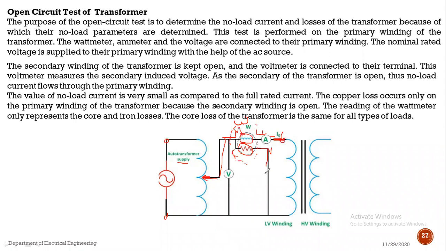Now the V terminal is connected to the negative side. That means the second terminal of the primary winding is connected, and it is connected directly to the negative of the auto transformer. Auto transformer च्या negative ला connect केले. One voltmeter is used. एक voltmeter use केले आहे to measure the supply voltage. It is in parallel between these two terminals. त्या दोन terminal च्या across मध्ये positive terminal आणि negative terminal याच्या across मध्ये voltmeter connect केलंय.